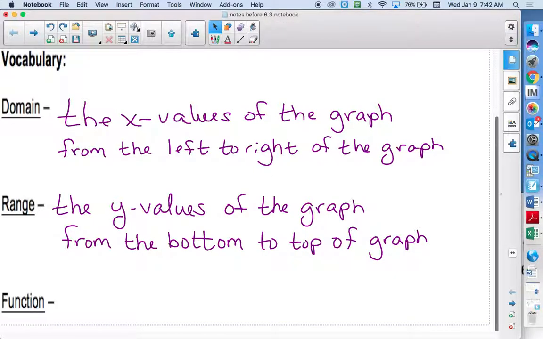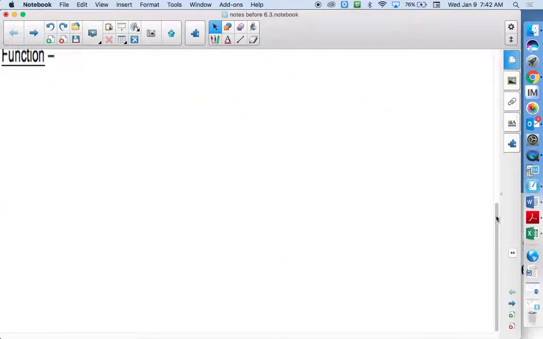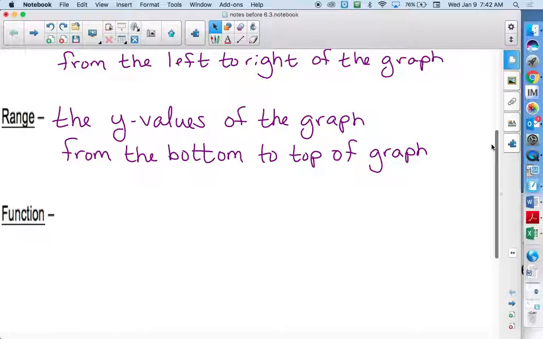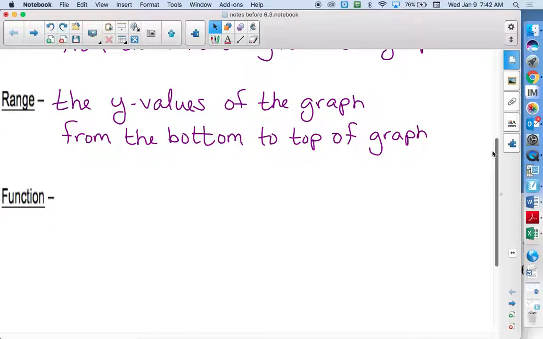And then the last one here is a function. Some of the graphs we look at will not always be functions. However, when we start applying this to equations, we're going to deal with rational and radical equations because those are the expressions we've been working with. They all will be functions.